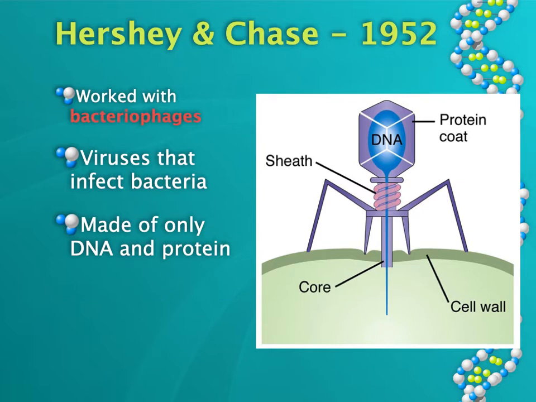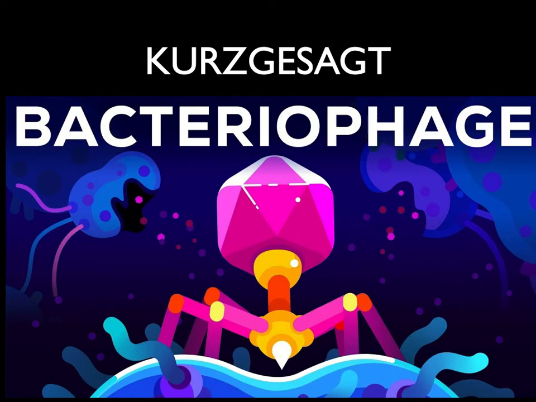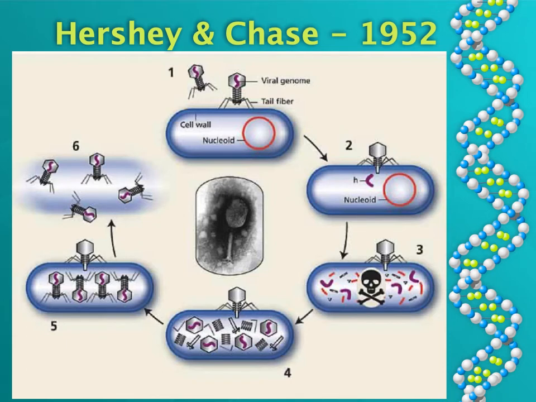Hershey and Chase was one of the biggest ones to really seal the deal here. They worked with little things called bacteriophages, which literally translates to bacteria eaters. These are viruses that only infect bacteria, and they only have DNA and protein. They have DNA inside and a protein coat on the outside. They look like the Apollo lunar landers. Here's a good video that you will watch some other time. Here's the life cycle of the bacteriophage.